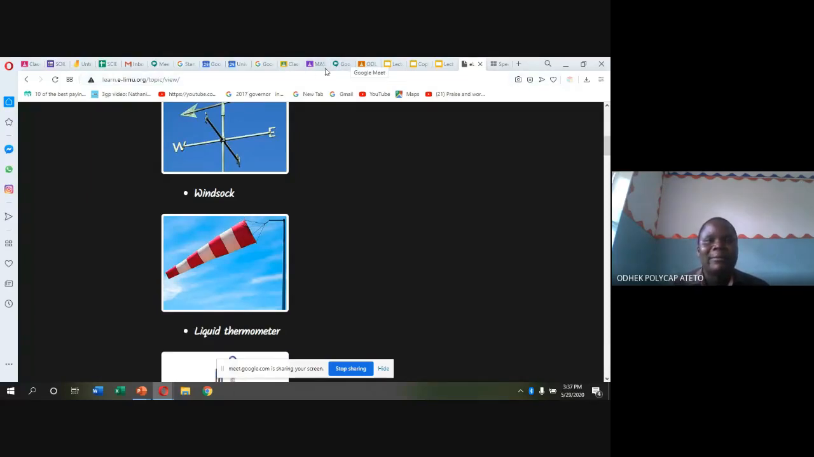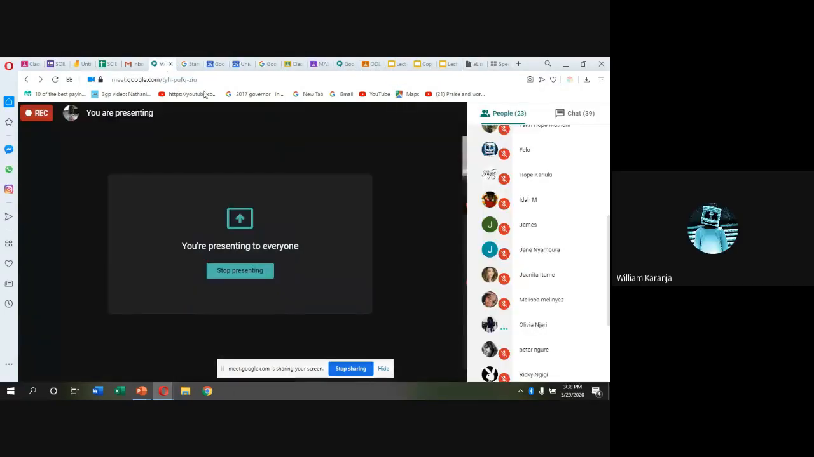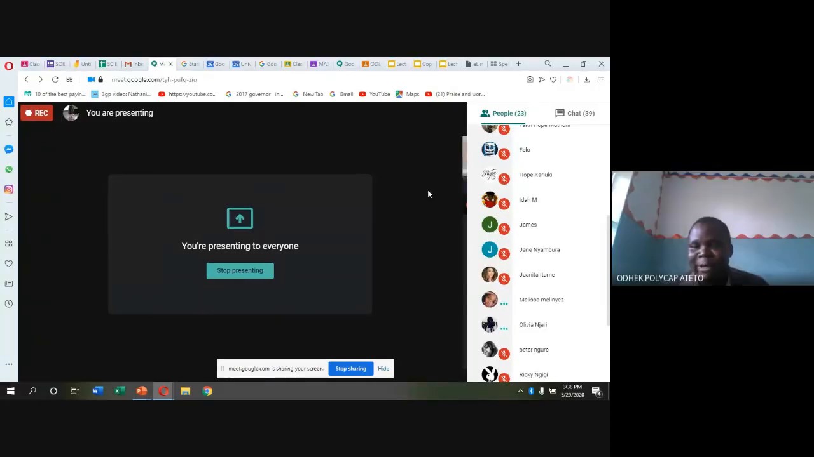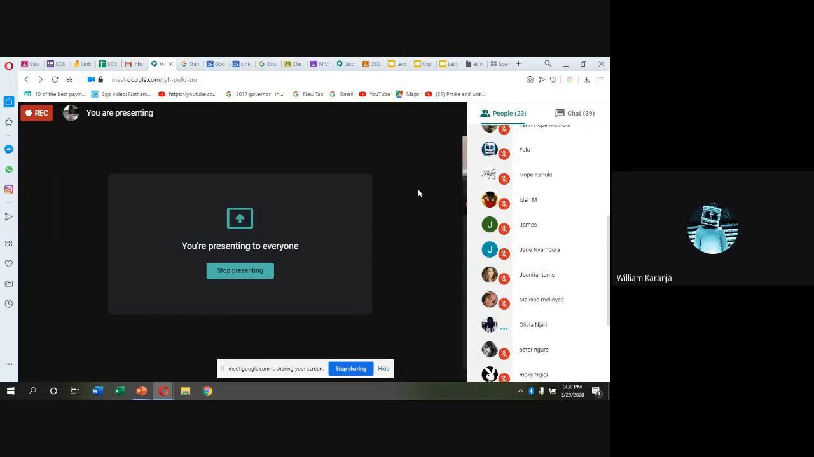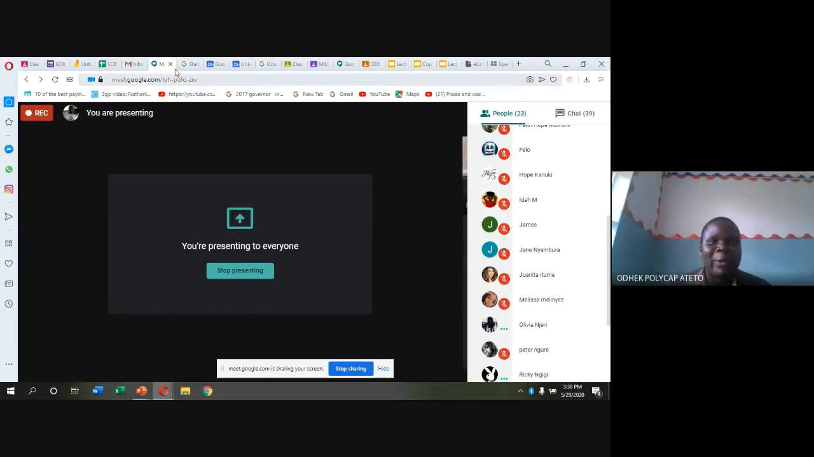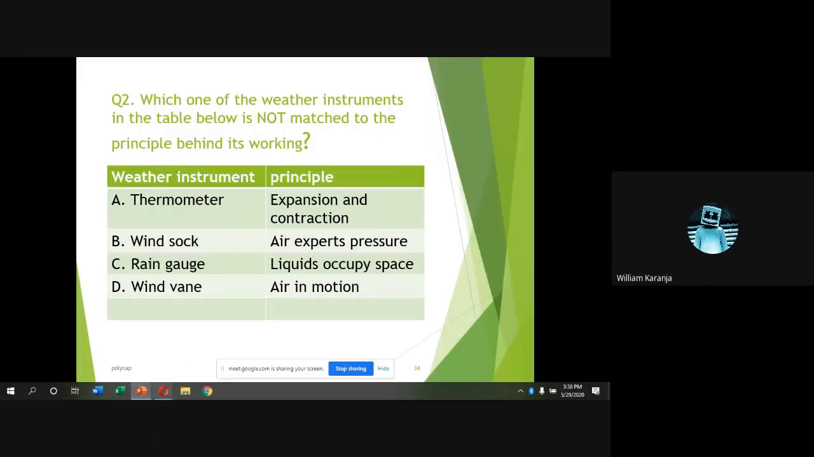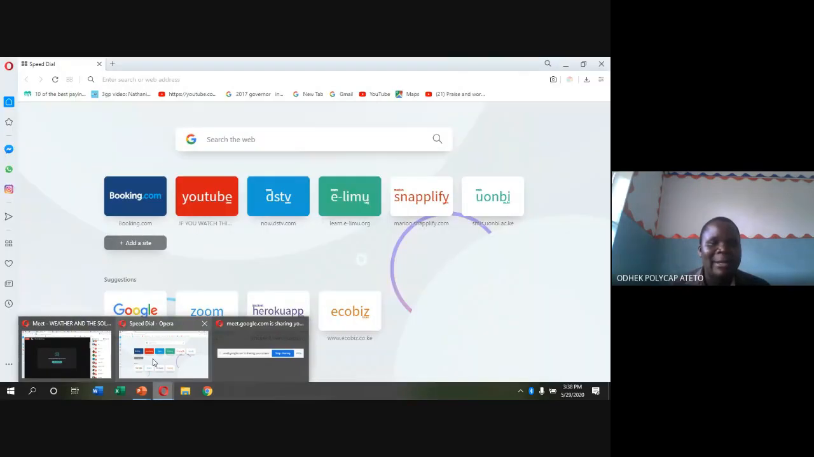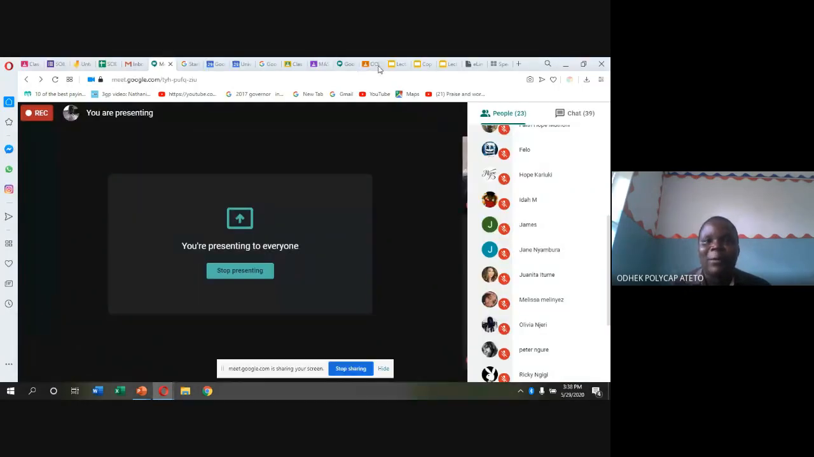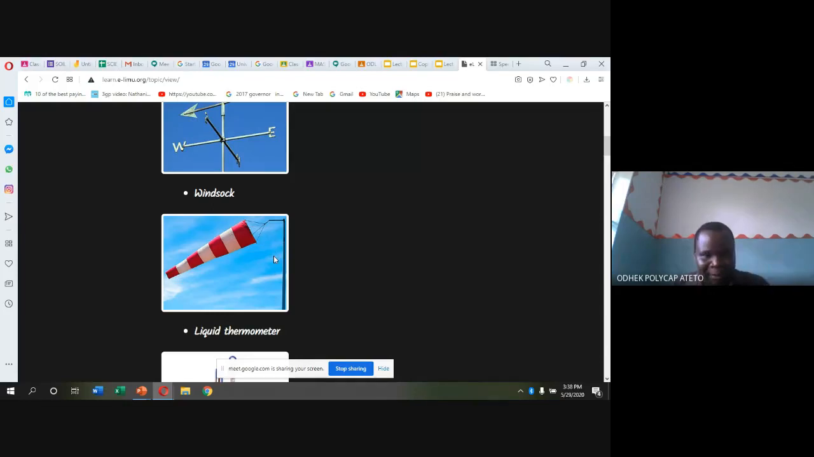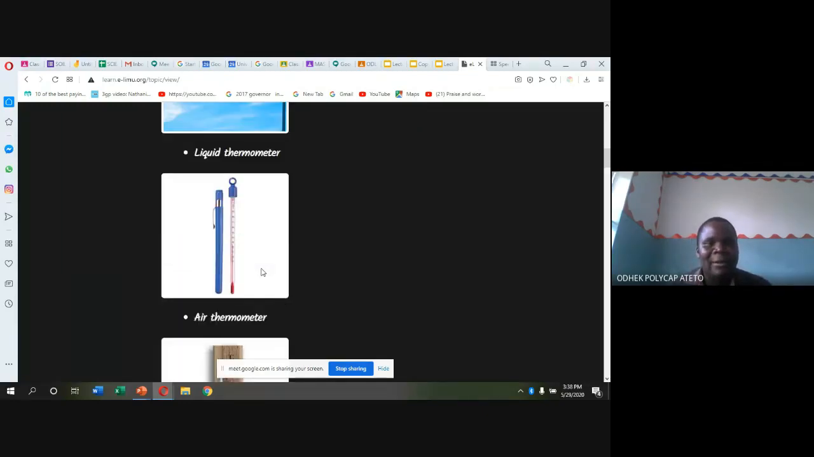Windsock. Who's speaking windsock? Say your name. William. William, okay, continue. You know, when I'm in presentation mode, I might not see you. Air occupies space. That one is for windsock. Air occupies space because the wind is going to enter here and the sock is going to either be straight, and then where there's no wind, it goes down. So that one is air occupies space.